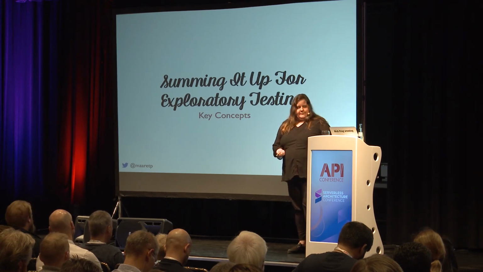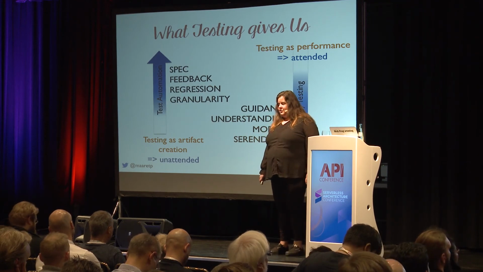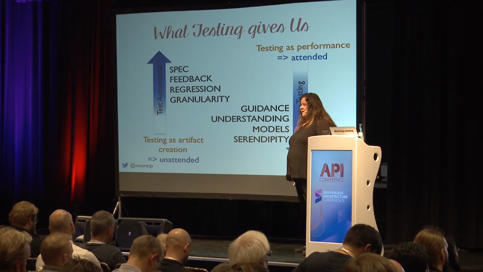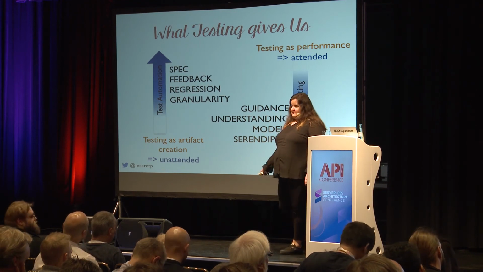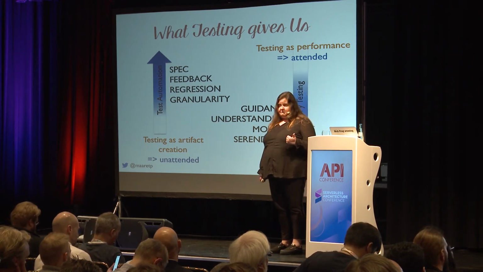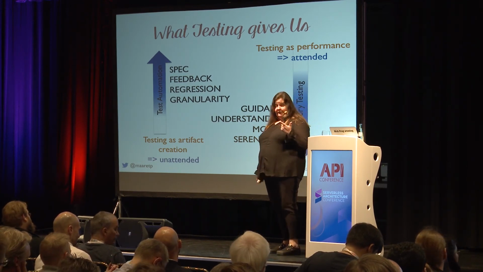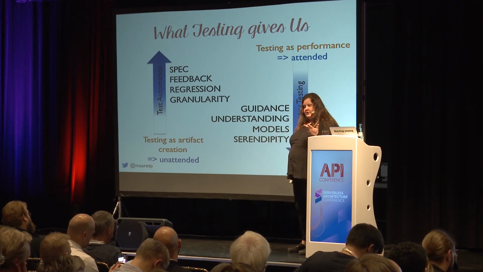So to sum this up, we have really two kinds of testing. We have what I would call testing as artifact creation. Usually this is very much the side that we see in the test automation communities. That kind of testing gives us specifications. We know what we're building if we have an example at hand. Feedback: did we actually build whatever we specified that we were supposed to? Regression: does it stay working after we created that? And granularity: when it fails, this is the reason. It documents the reason. And that's all awesome, great and wonderful.